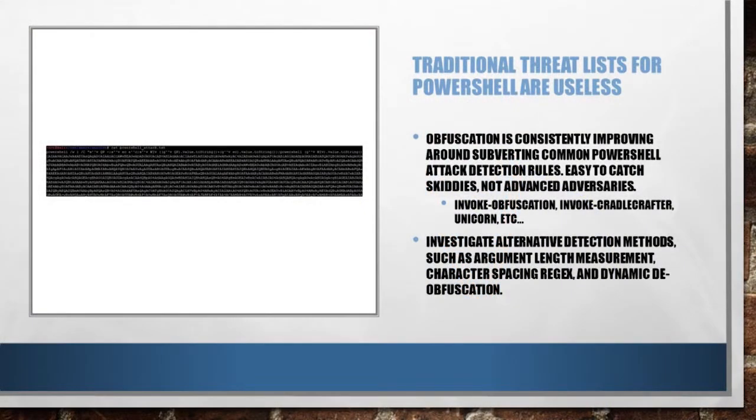So let's take a look: traditional threat lists for PowerShell are useless. The reason why is because, again, we saw PowerShell is just text. That's all it is. It's just code within text. So traditional threat lists for PowerShell can't really be used because this is something that's encoded, it's dynamic, it changes. The commands that are used are very common within normal environments for administering Office 365, for example. So it's just really, really difficult to use.